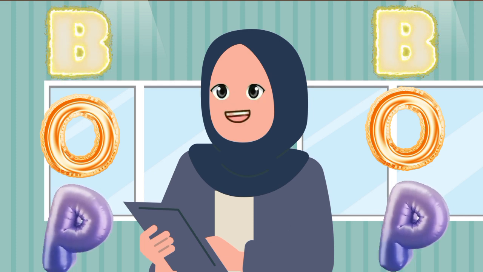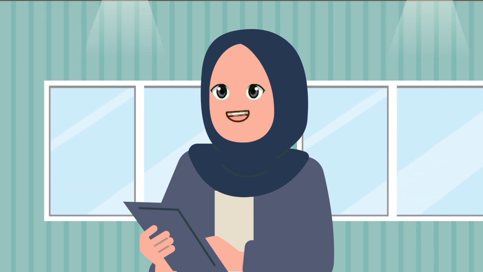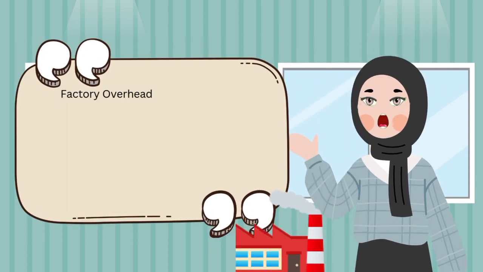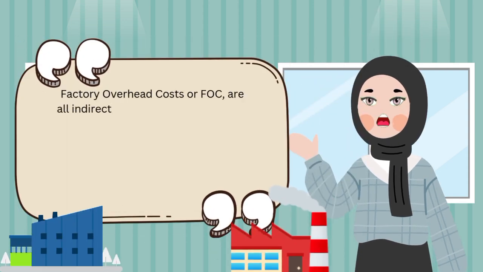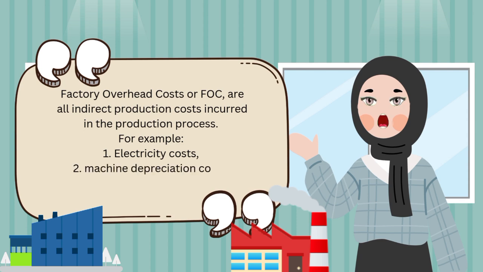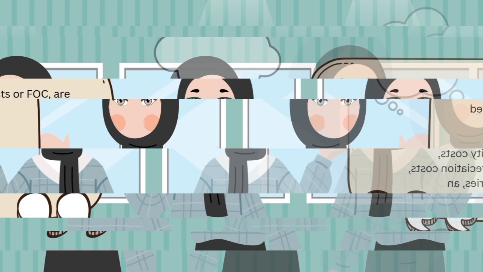So, guys, let me give you a learning video. And happy watching, guys! I want to talk about BOP. So what is BOP? BOP or factory overhead costs are all indirect production costs incurred in the production process. For example, electricity costs, machine depreciation costs, foreman salaries, and so on.